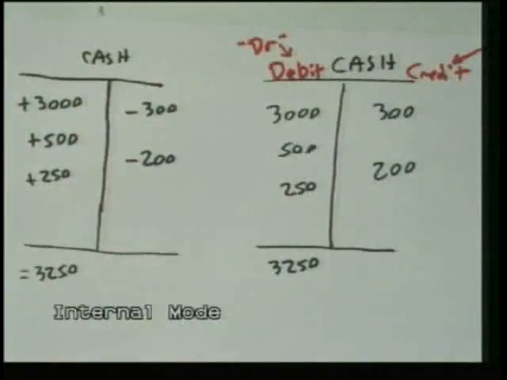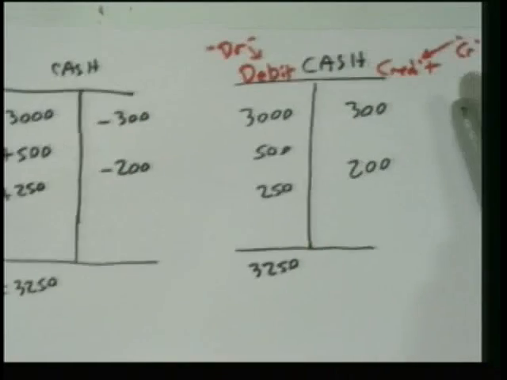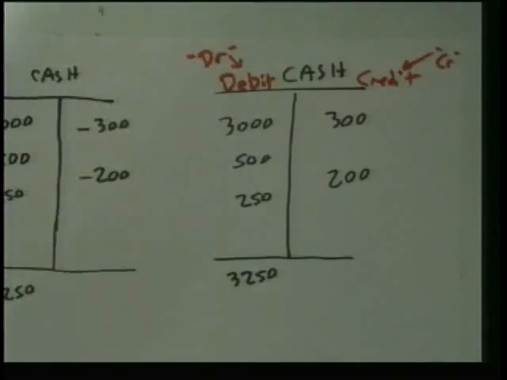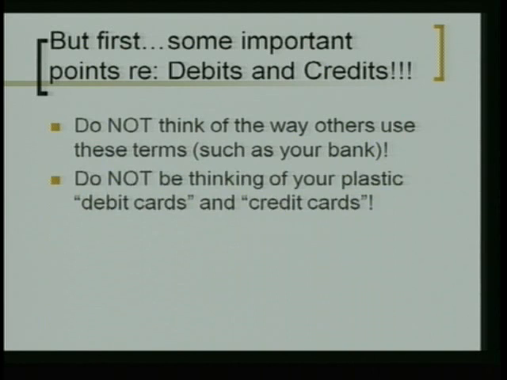For our purposes, I want you to think of the debit as the left side of the T account. The credit is the right side of the T account. You with me? Another mistake. Do not think of your plastic debit cards and credit cards. Okay? Some of you did that.